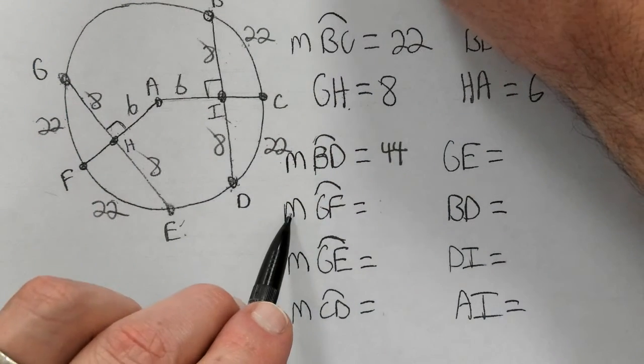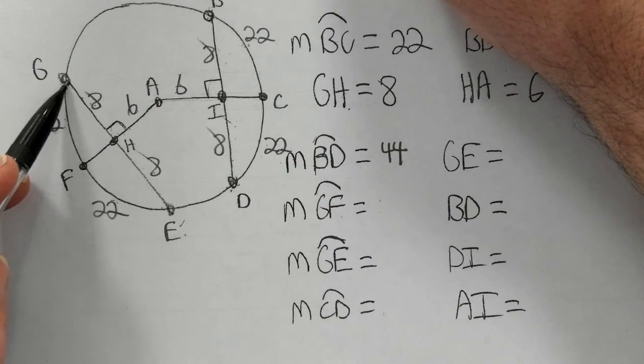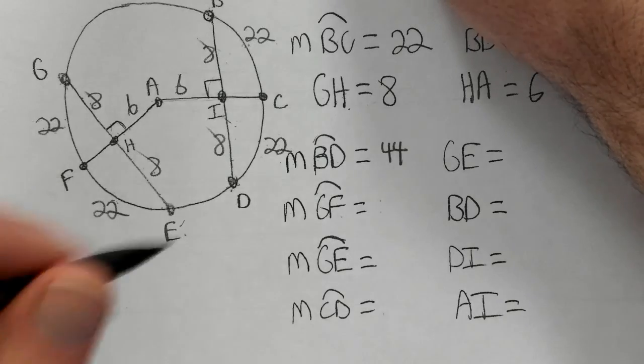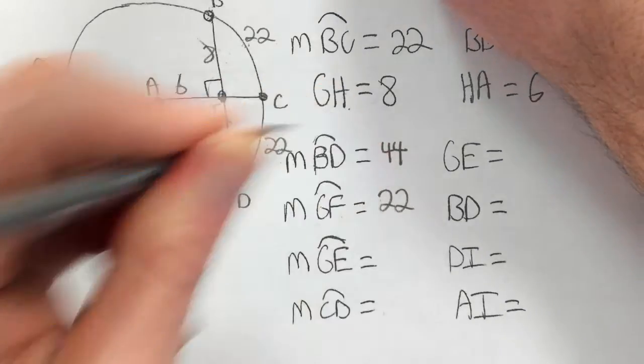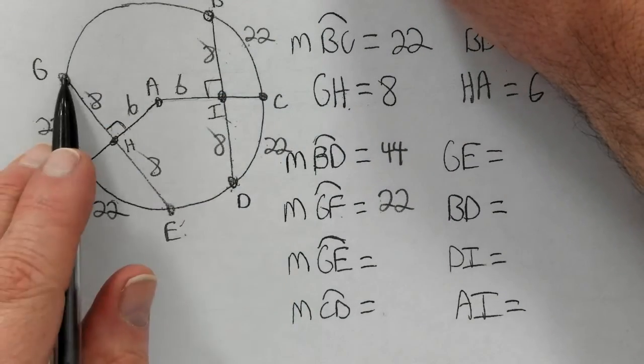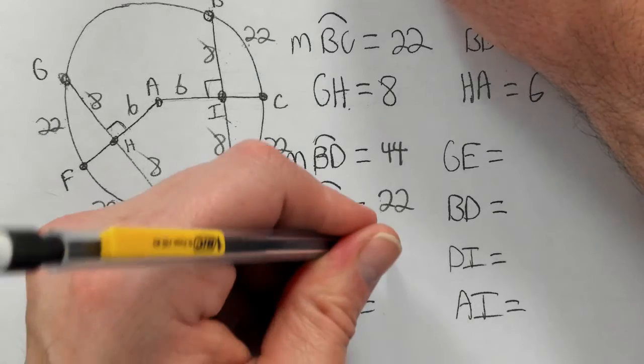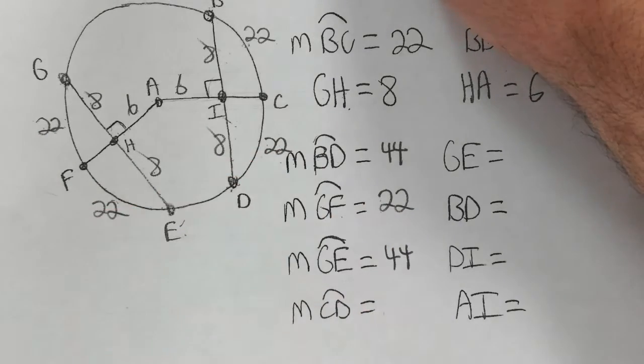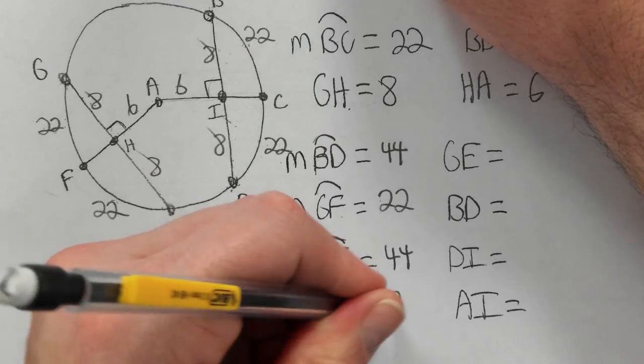All right, so what's the measure of arc GF? GF is from here to here, and so that would be 22. What's the measure of arc GE? GE is 22 plus 22, which is 44. What's the measure of arc CD? CD is from here to here, it's 22.